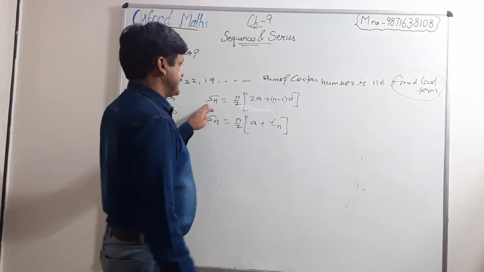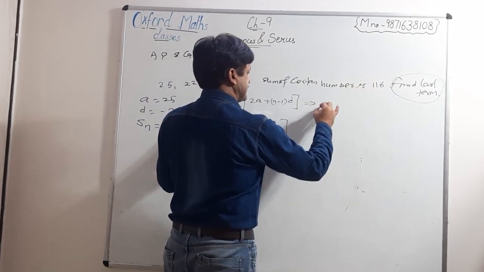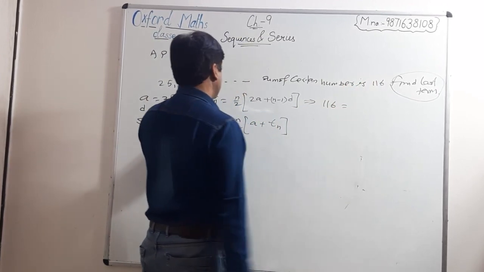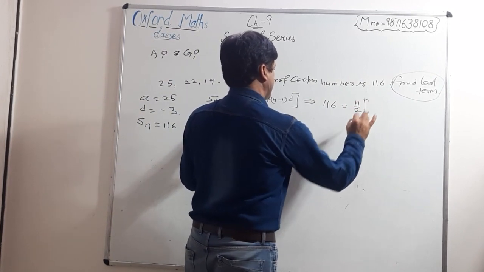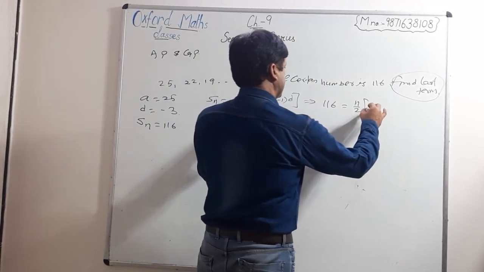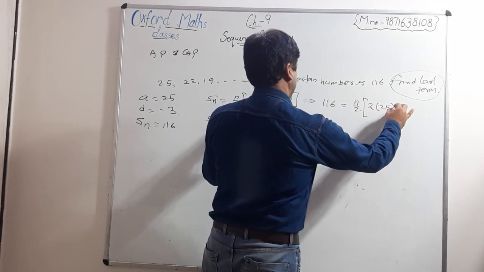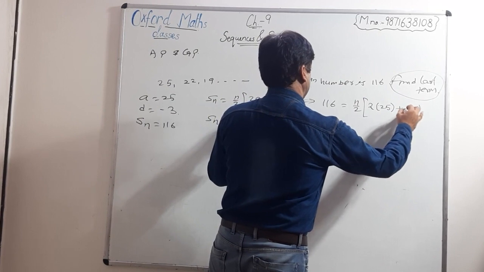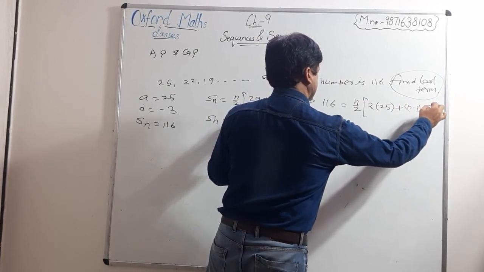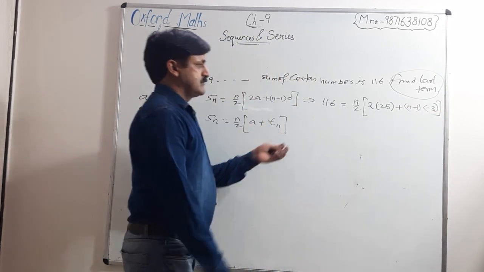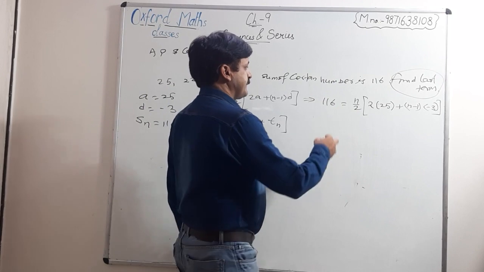First of all, Sn is given: 116 is equal to n upon 2 into the bracket 2a, that is 2 into 25, plus n minus 1 into d, where d means minus 3. Solve this, and from this we find out the value of n.